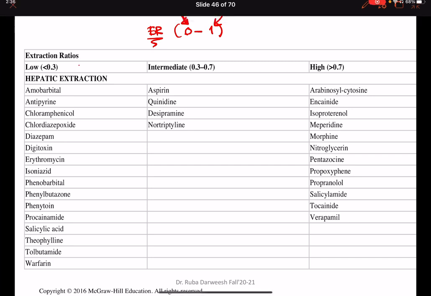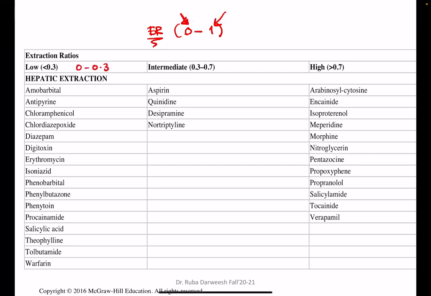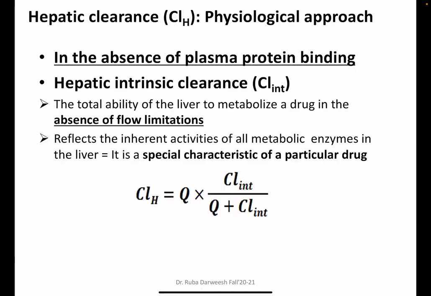If it's 0 to 0.3, we call it a low extraction ratio drug. It could be 0.3 to 0.7, an intermediate extraction ratio drug, or higher than 0.7, a high extraction ratio drug. We have different examples as we study the kinetics and elimination of drugs. We can determine if they are high, low, or intermediate extraction ratio drugs, and those are examples of the hepatic extraction of different drugs.